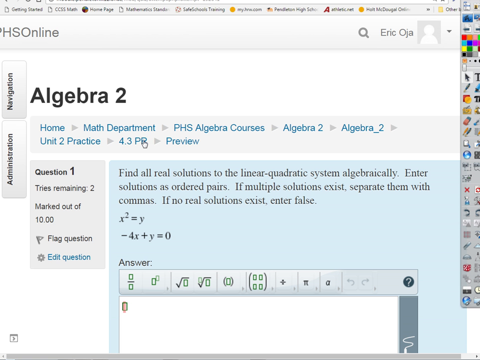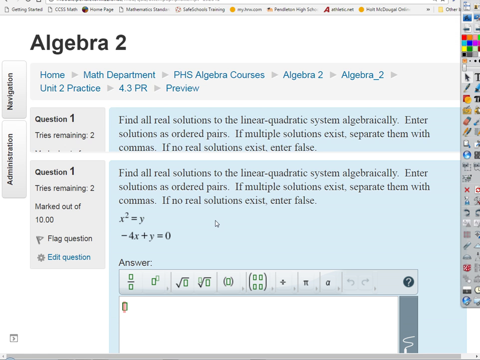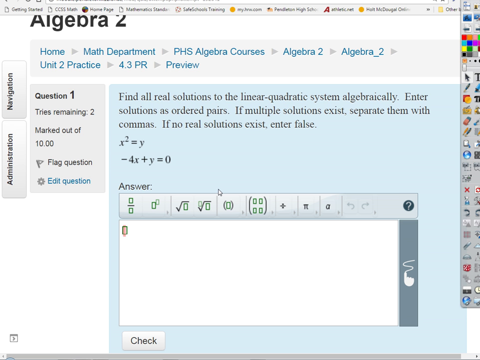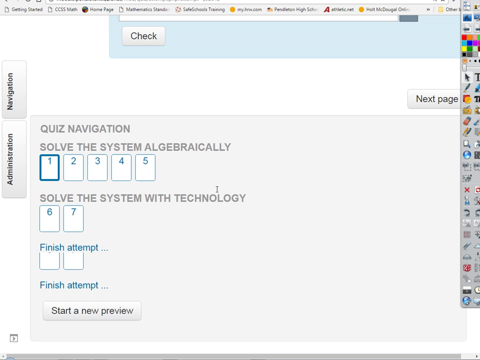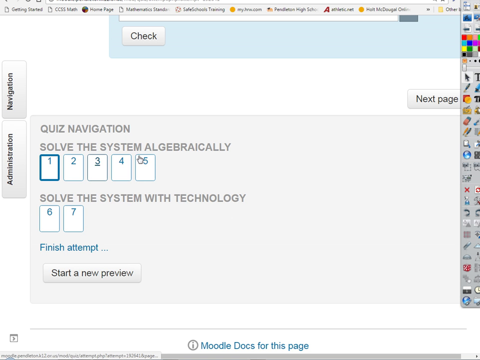Okay, so I did these assignments just a little bit out of order. The last assignment for Module 4 is the 4.3 practice, and what this has to do with is solving linear quadratic systems. And if you look at the assignment, it's really just got two parts. It's solving linear quadratic systems algebraically and solving the systems with technology.